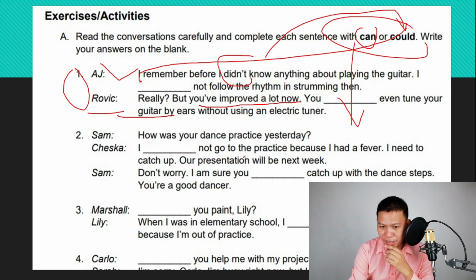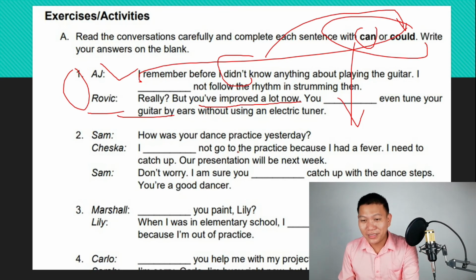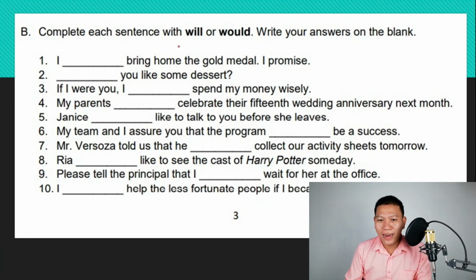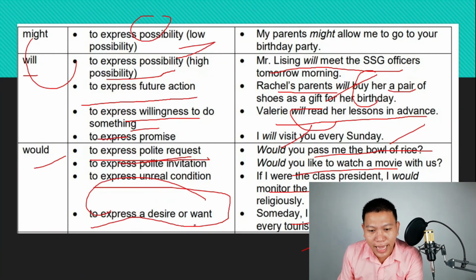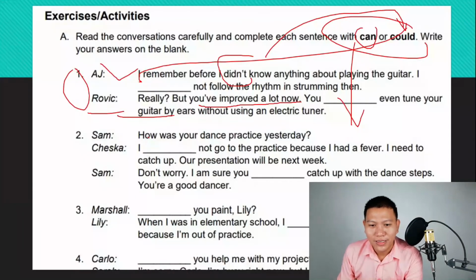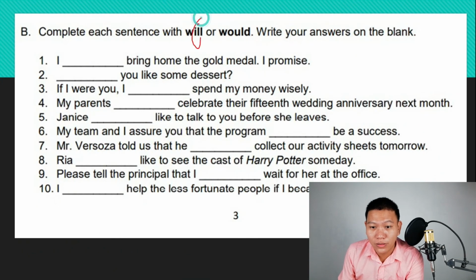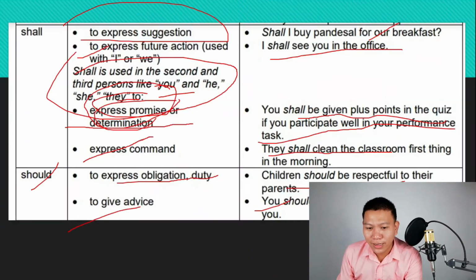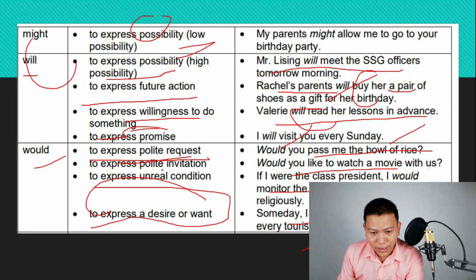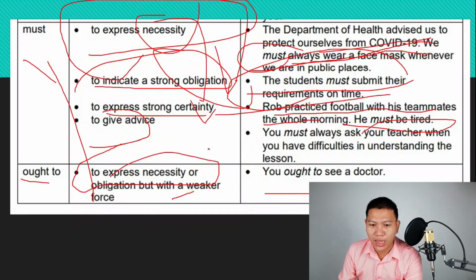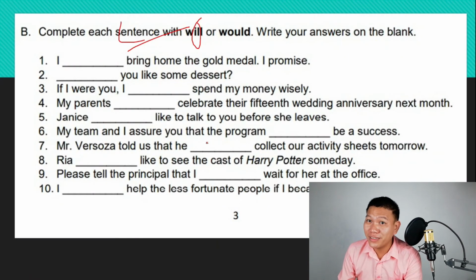So what is being expressed here? I'm sorry, this is for exercise B. I'm sorry. So I blank bring home the gold medal. I promise. So when we express a promise, it's actually will. So I will bring home the gold medal. And then, would you like some dessert? Blank like some dessert? Invitation, or inviting something. So it's would. Okay. Would you like some dessert?